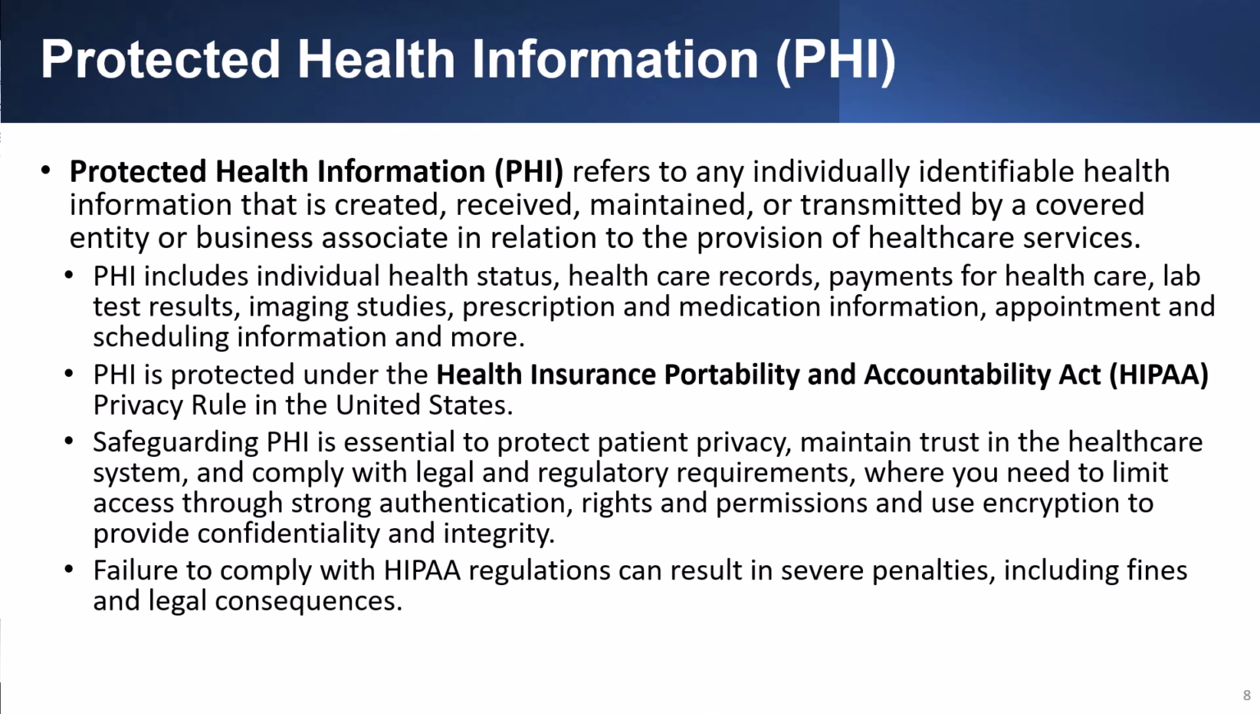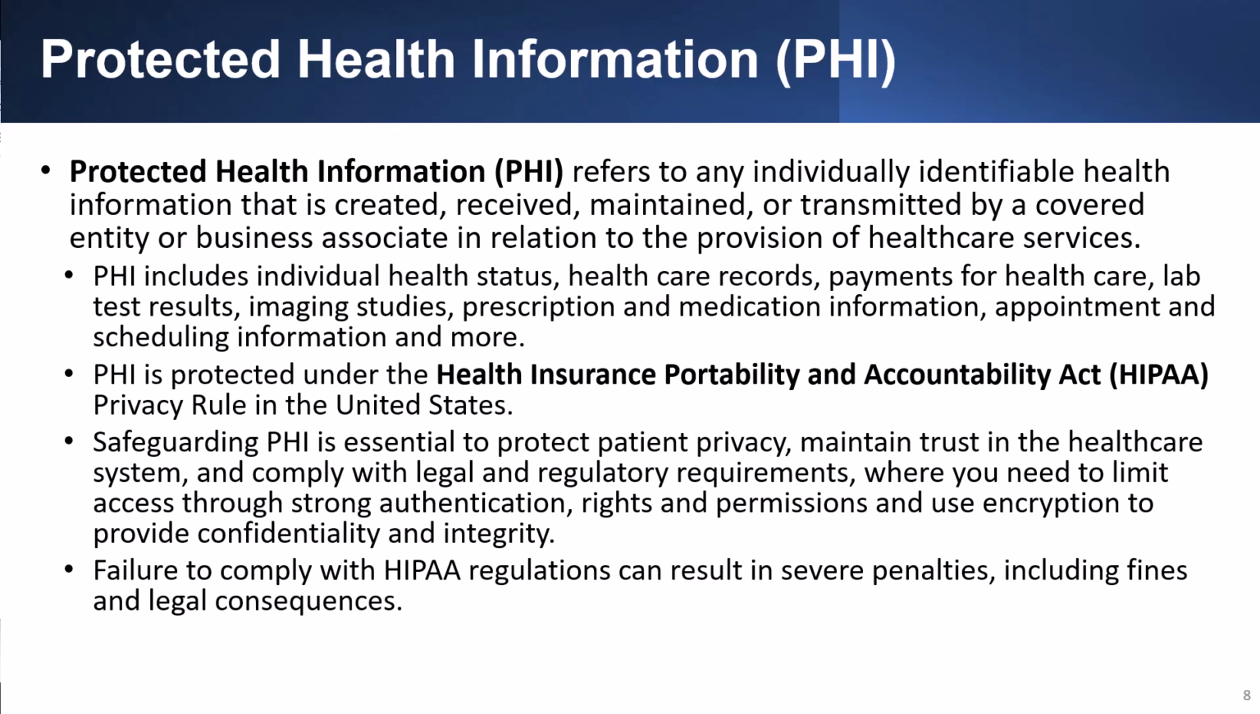Protected health information, or PHI, refers to any individual identifiable health information that is created, received, maintained, or transmitted by a covered entity or business associate in relation to the provision of healthcare services. PHI includes individual health status, healthcare records, payments for healthcare, lab test results, imaging studies, prescription and medication information, appointment and scheduling information, and more.